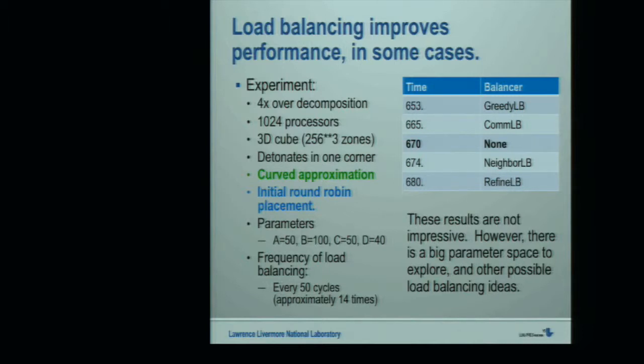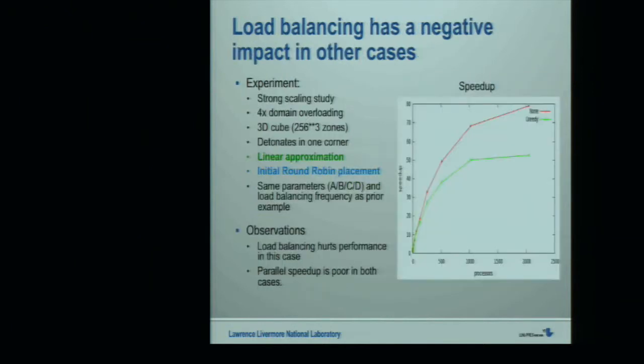I picked 50 cycles in some cases, 100 cycles in other times when I was playing around with this. It kind of depends on how many zones you have in your domain. And this is something that probably, if I could do this more dynamically, would work out better. But anyway, a lot of caveats. There's a big parameter space to study here. I got some improvement. The greedy load balancer turned out to be the best in this case. There's other times when different load balancers were better. So this is some experimentation.